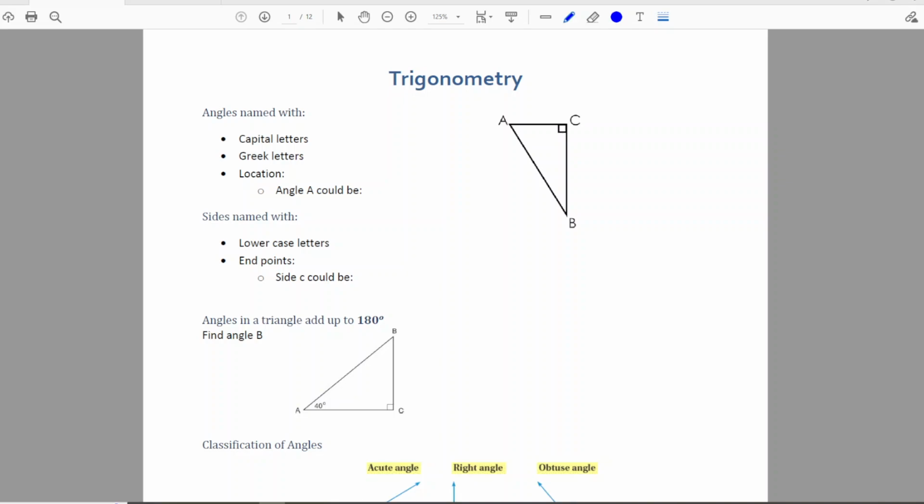So I decided to add in a little bit of an intro video for trigonometry because I realized as we're doing trigonometry, there were a couple things that people were a little bit confused about. The first one being how to name angles. So angles can be named three ways.